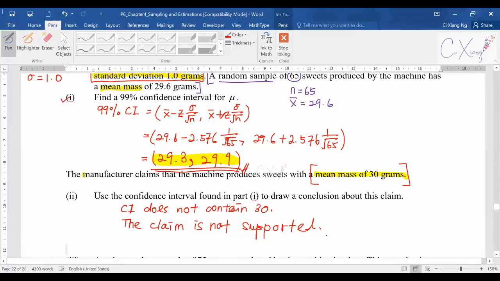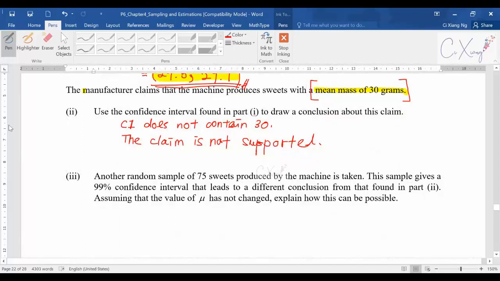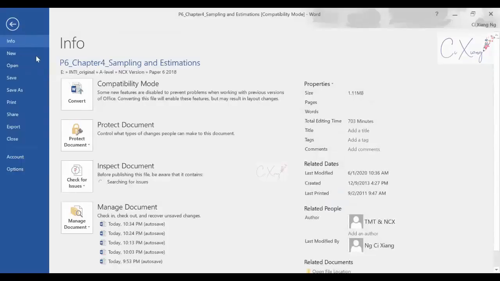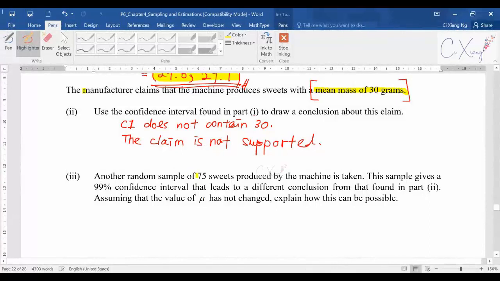All right, so what else do we have for the third part? Now I have a sample of 75 sweets produced by the machine. Just now I had one sample with 65 sweets, but now I have another sample with 75 sweets, and this sample gives a 99% confidence interval that leads to a different conclusion from that found in part number 2.